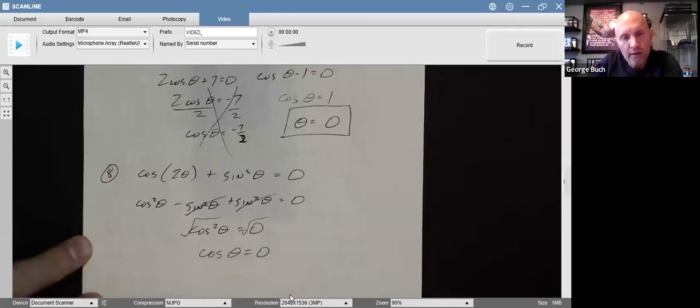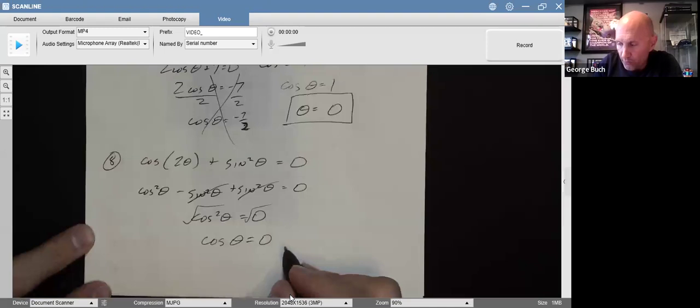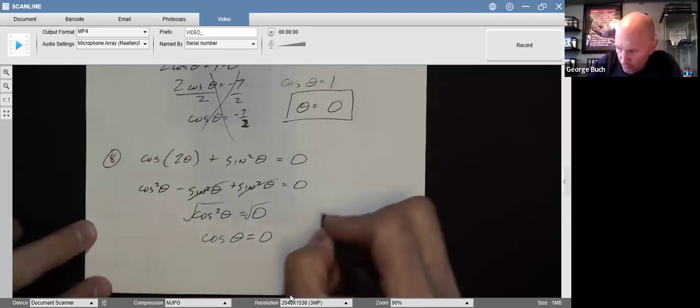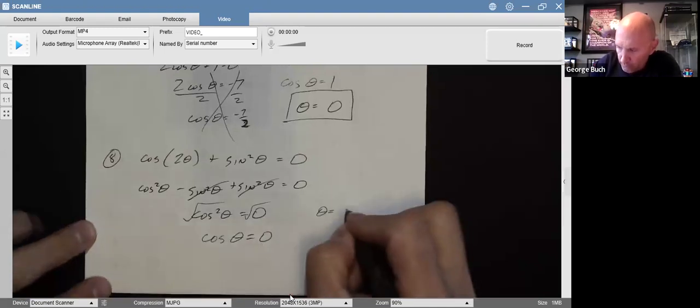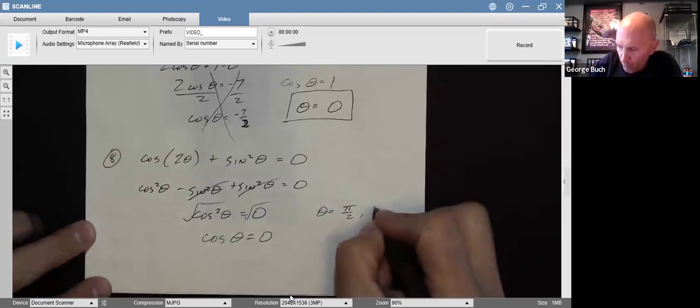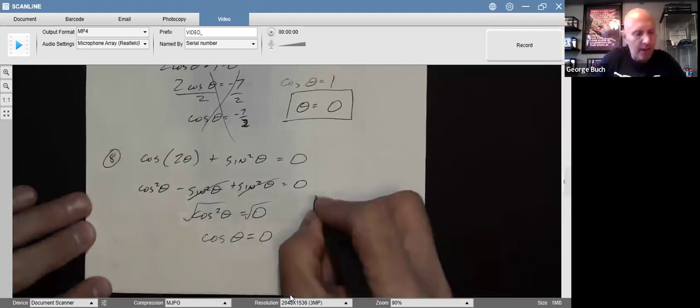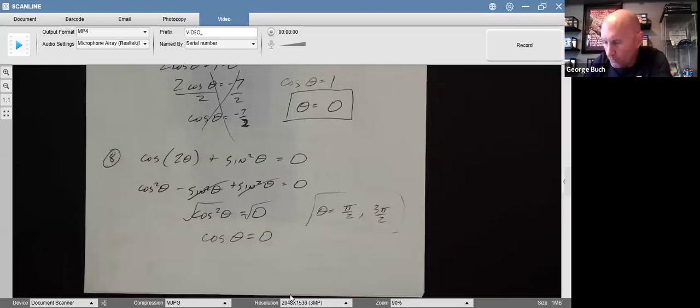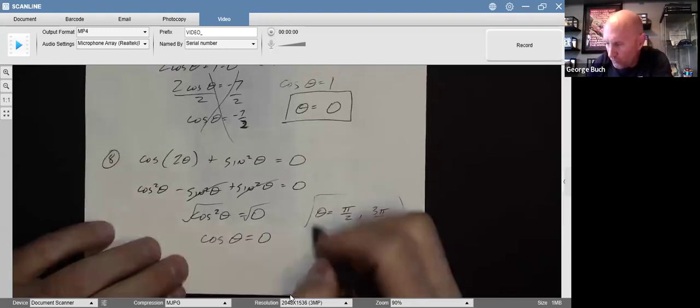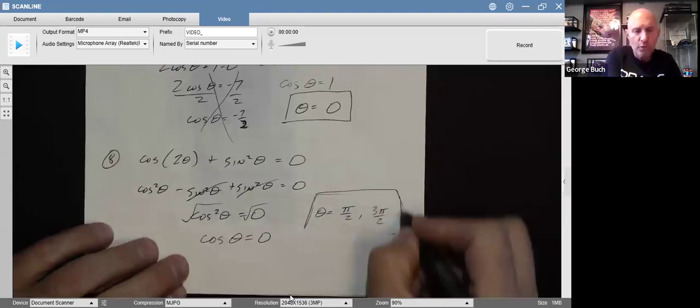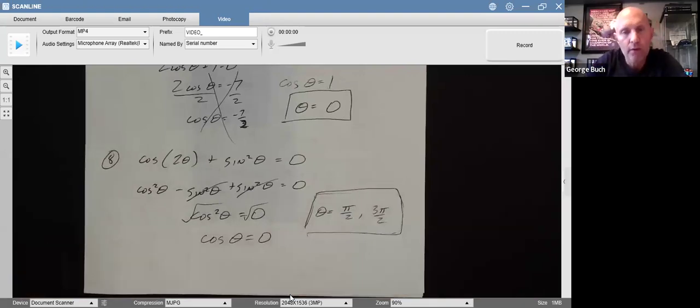Where is cosine on the unit circle equal to 0? That's when theta is pi over 2 and 3 pi over 2. And that is it. Those are the only 2 values between 0 and 2 pi where cosine of theta is 0. So that is my final answer. That is as far as I go with it.